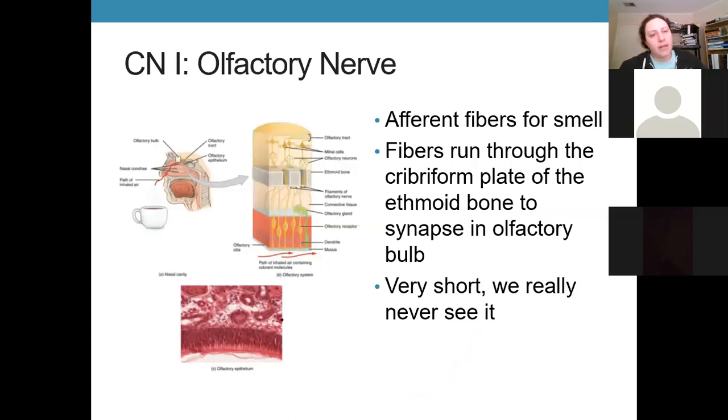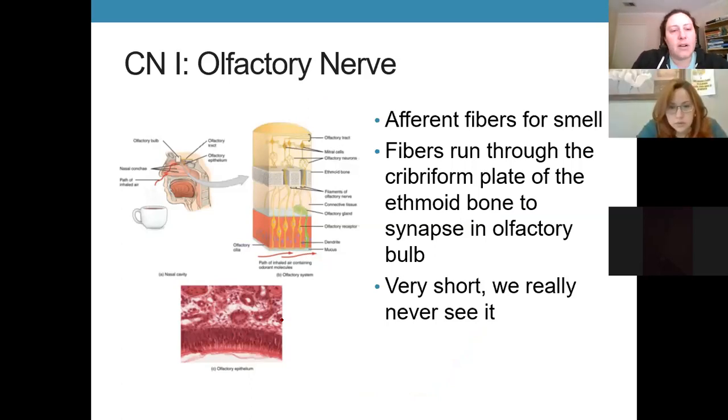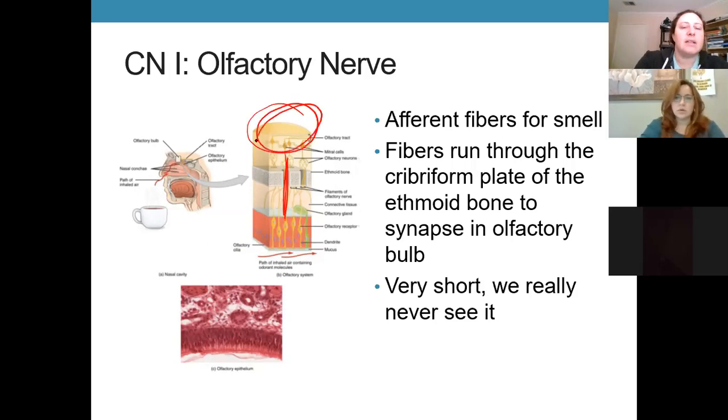So cranial nerve number 1, we'll talk about a little bit more when we get to smell, because this is the olfactory nerve. This is just carrying the fibers with sensory information from smell into the brain. The weird thing about cranial nerve number 1 is that what we identify isn't actually the nerve itself, because the nerve itself is really, really short. It's just running right through the ethmoid bone, and then it immediately synapses in what we call the olfactory bulbs.